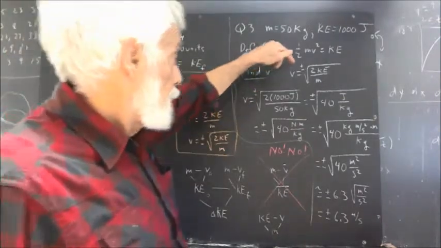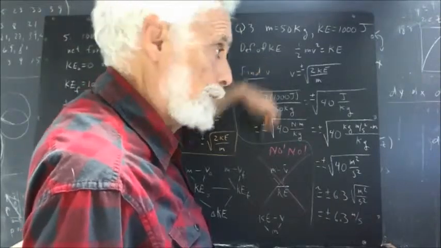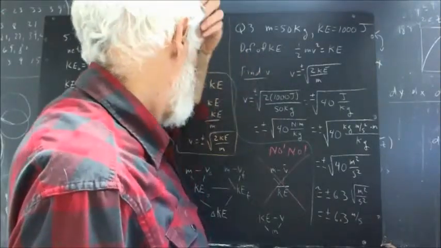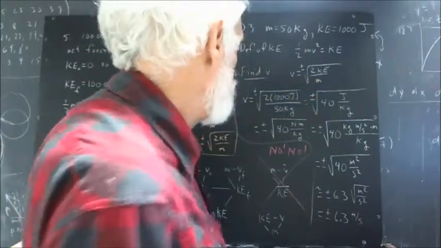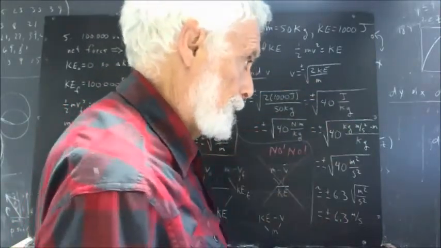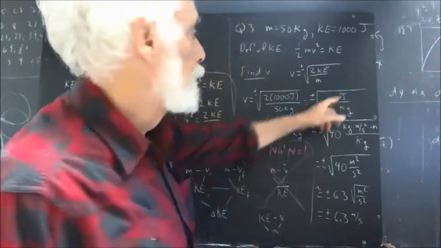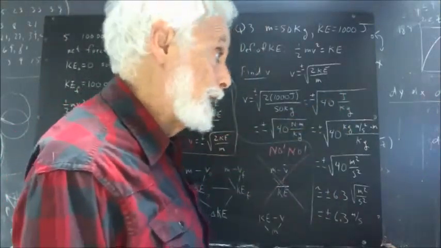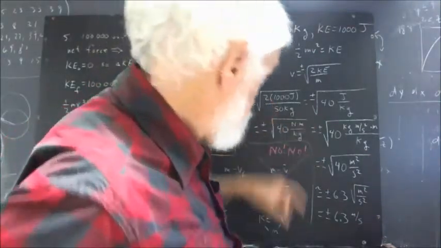Okay, so we plug in our numbers. 2 times 1,000 joules divided by 50 kilograms. The numbers come out easily. That's 2,000 divided by 50 is 40. It's joules over kilograms. Now, we keep the 40 static for about 4 steps here while we work out what joules over kilograms means, and this is the real import of this question.